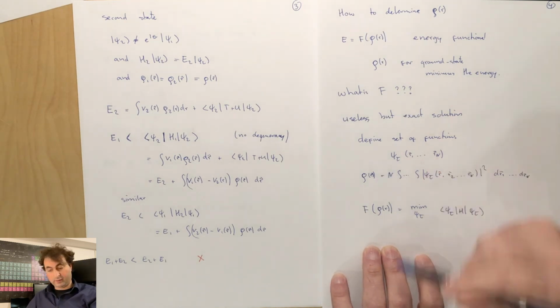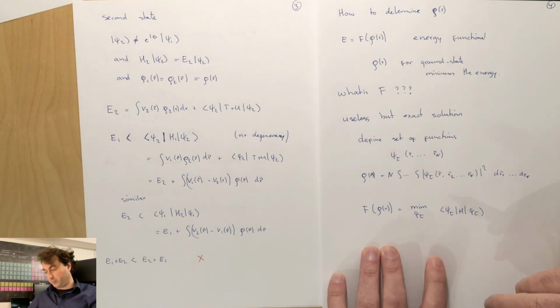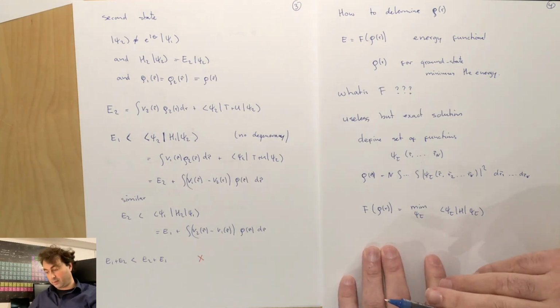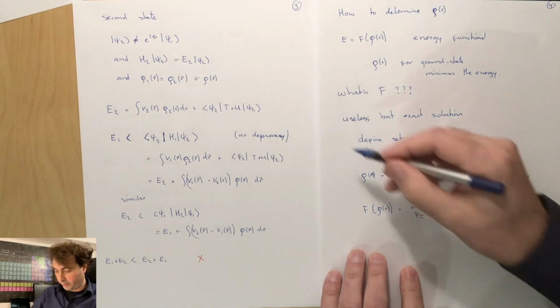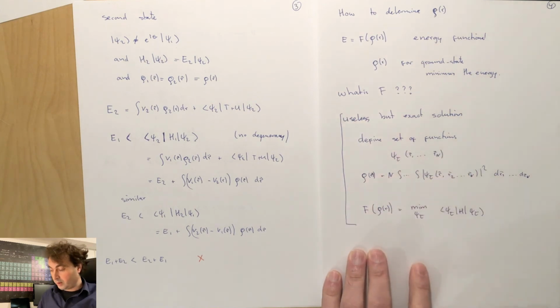Well, this is worse than just calculating the eigenstates, because you do have to calculate all many-body functions, and you then have to look at the densities derived from them. So solving the Hamiltonian in the standard way is more compact than doing density functional theory in this way. But this is the useless but exact solution.